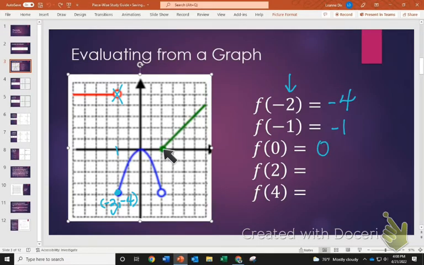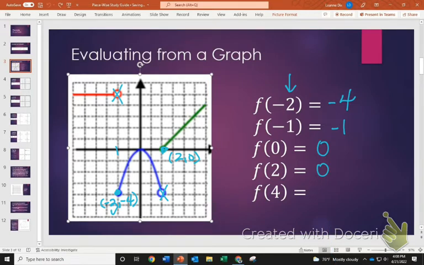I have a solid dot here, so I know I should use this. But let's just look down here just to double check. I do have an open dot, and I said to ignore all those open dots. So we'll just cross that off. We don't need that. We need this, and the ordered pair here is 2, 0. So once again, my answer is 0.